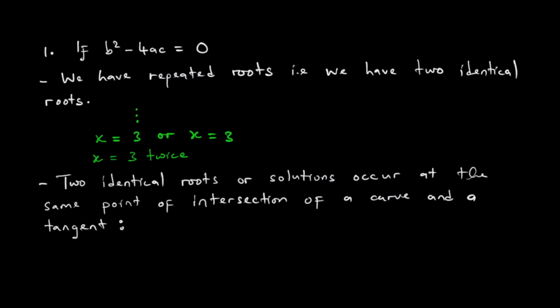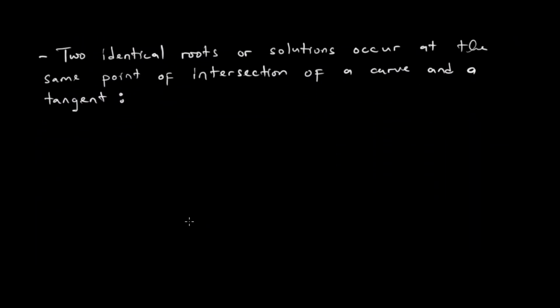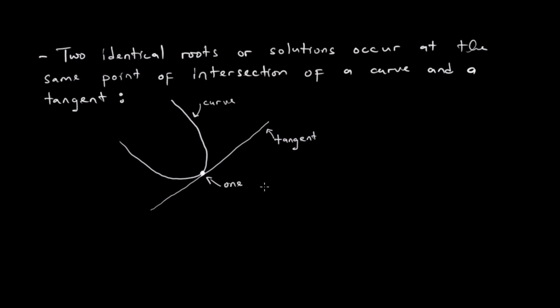Now that which we have written down will look more like this. So we have a curve and we have a point of intersection with a tangent. A tangent is just a straight line that touches a curve at only one point. So it's like this. This is our tangent, that is our curve, and that's the one repeated solution.